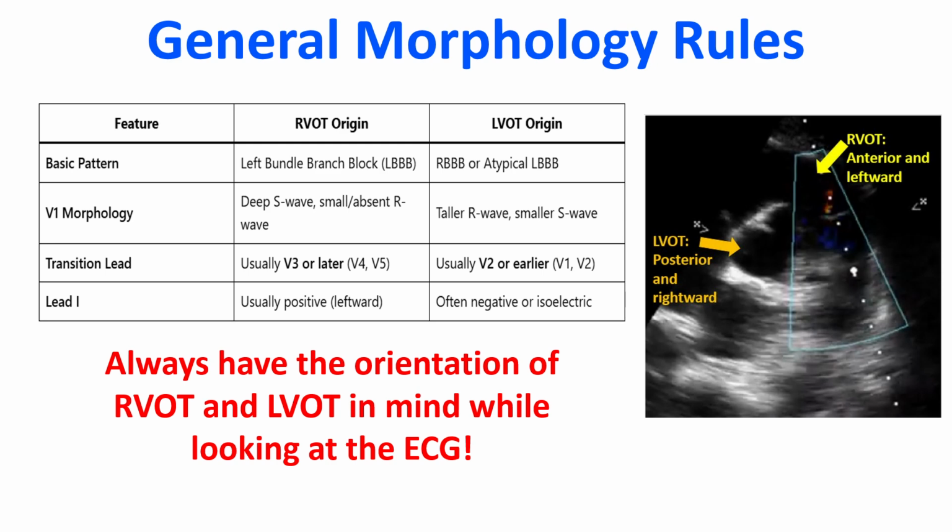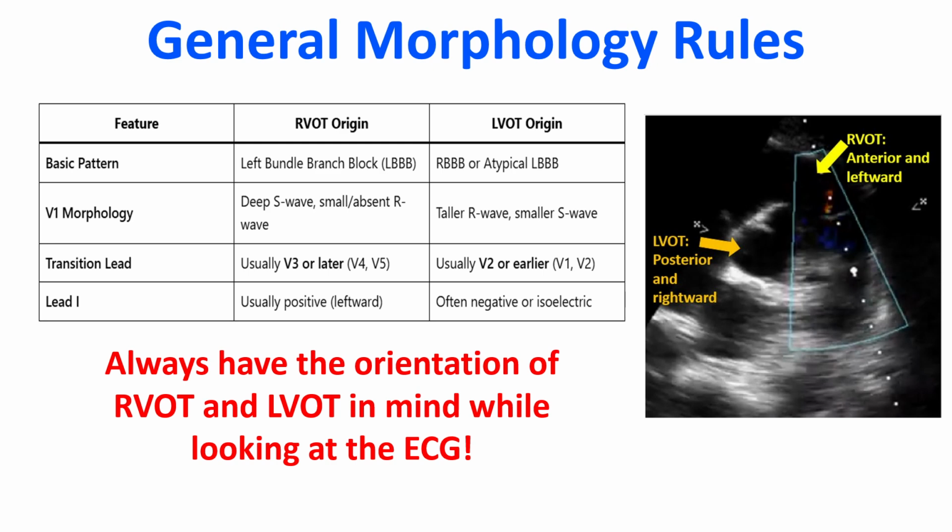This is known to almost every student of cardiology. The basic pattern is left bundle branch block for RVOT origin. That's because of delayed activation of the left ventricle, as occurs in left bundle branch block also. LVOT origin gives an RBBB pattern or a atypical RBBB pattern. V1 morphology: deep S wave, smaller or absent R wave in RVOT origin, again the LBBB pattern. In LVOT origin, in V1, tall R wave and smaller S wave.